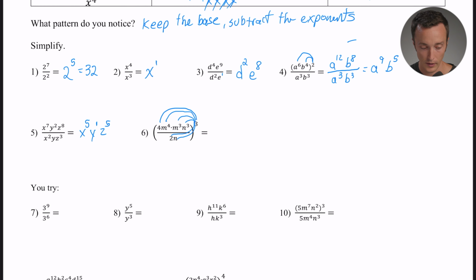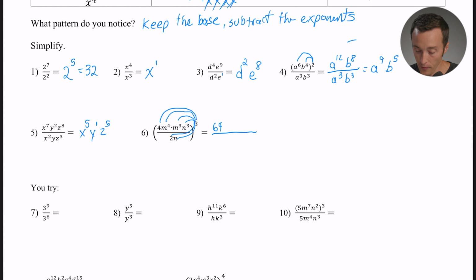Holy cow, we've got a lot of stuff going on here. Let's take it one step at a time. Starting at the top in the numerator, what is 4 to the third power? Remember, that's 4 times itself 3 times, okay? So that would be 64. 4 to the third power is 64.